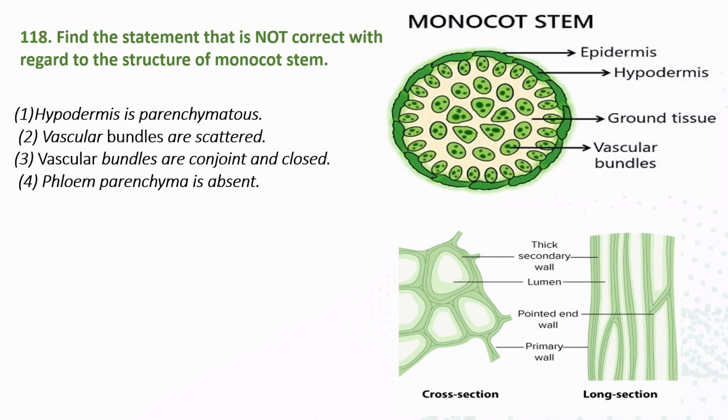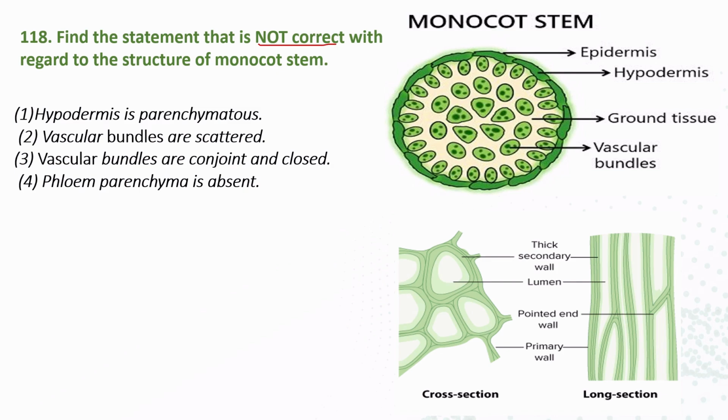Here they are saying that the hypodermis is parenchymatous, the vascular bundles are scattered, the vascular bundles are conjoint and closed, and the phloem parenchyma is absent. In these four options you have to say which one is not correct, which one is wrong. If you see the structure here, first of all, they say the hypodermis is parenchymatous. It is not parenchymatous actually.